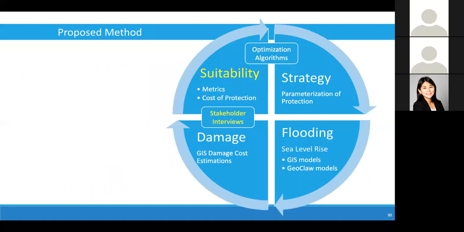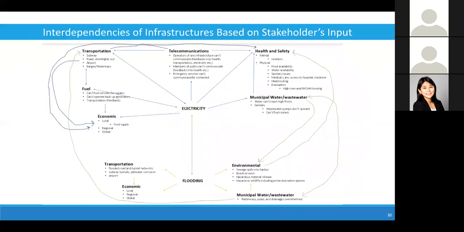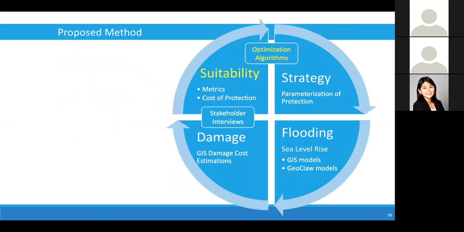But of course, we have to check the suitability of this because we have a limited budget. So we input stakeholder interviews. We've been working with stakeholders such as New York City Transit, Emergency Management, the Mayor's Office, the Port Authority, and also fire department directors. This is a diagram of the interdependency of those sectors based on their inputs. As you can see, it's very complicated, and our current issue is to implement this into the economic and social damage, and we will be working on this.